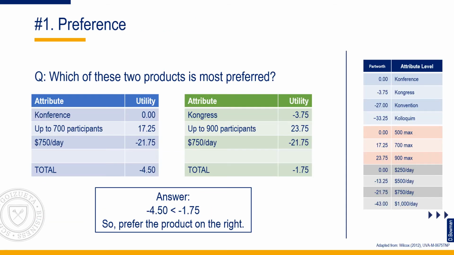Number 1, preference. For the next few slides, we'll be using the part worth data, so we've pasted that on the right side to make it easier to refer to. Assume there are these 2 products in the market. Which is most preferred? Simply add up the utilities of each attribute. In this case, minus 1.75 is greater than minus 4.5, so we prefer the product on the right.